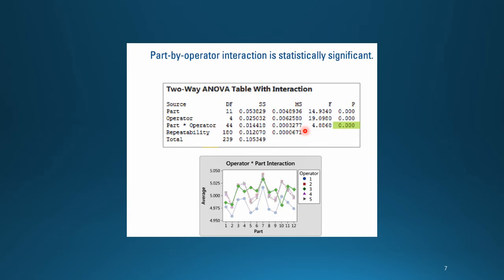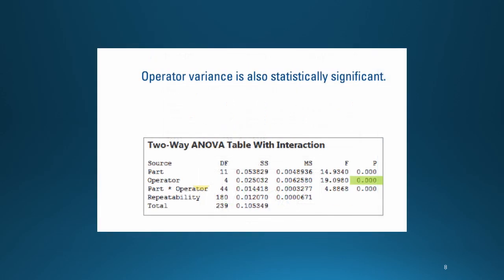This result is consistent with the operator by part interaction graph. Notice that operator 3's measurements are different from the other operators, and that these differences are not consistent across the circuit boards. Because the operator by part interaction is significant, we do not need to test for significant operator variability. The significant interaction already indicates that operators have an impact on the measurements.